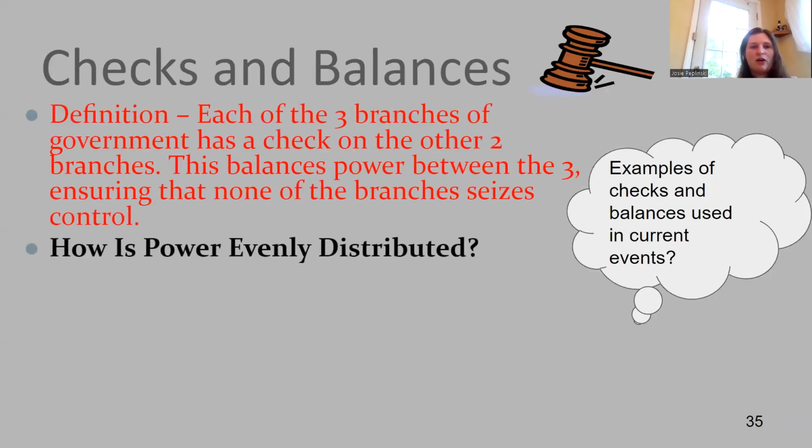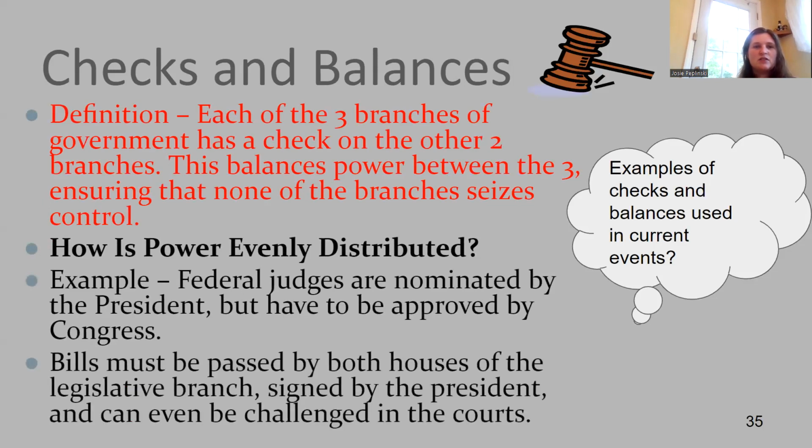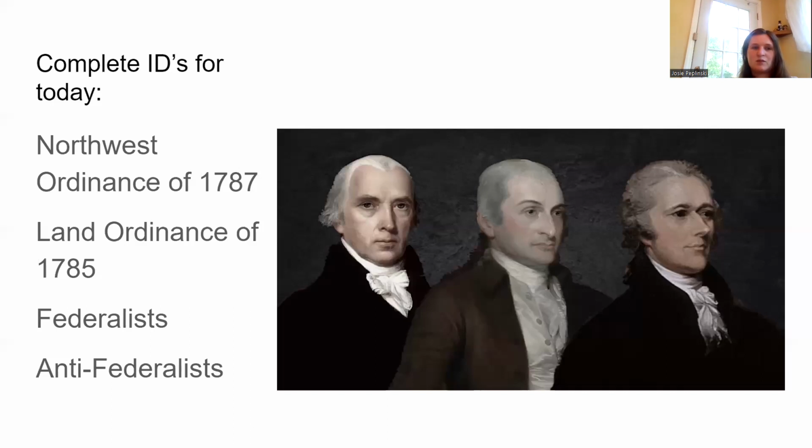So let's talk a little bit about checks and balances. Each of the 3 branches of government has a check on the other 2 branches to ensure that none of the branches has unreasonable amounts of control. For example, federal judges are nominated by the president and have to be approved by Congress. Another example is that bills have to be passed by both houses of the legislative branch, Senate and House of Representatives, signed by the president, and can be challenged in courts. So we see representation of checks and balances still in current events as well.